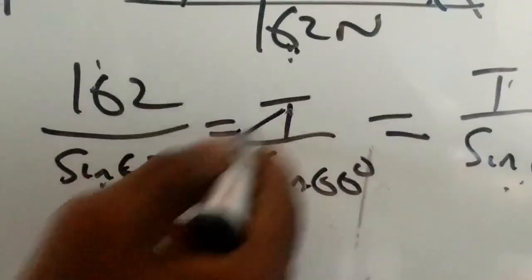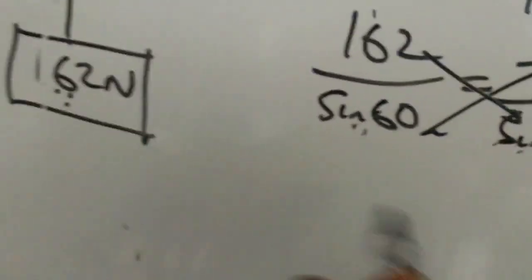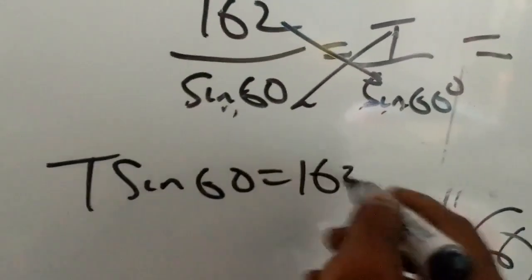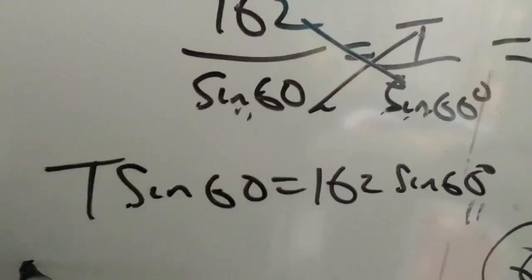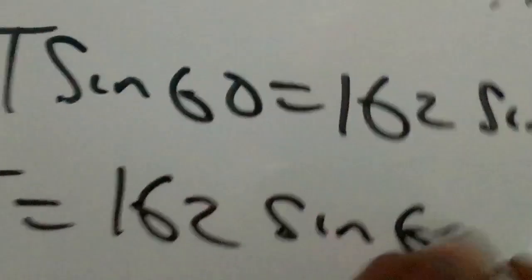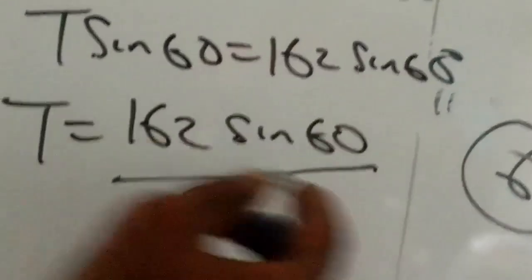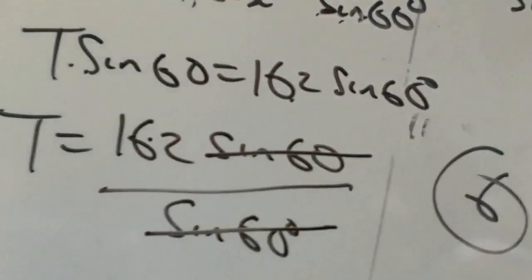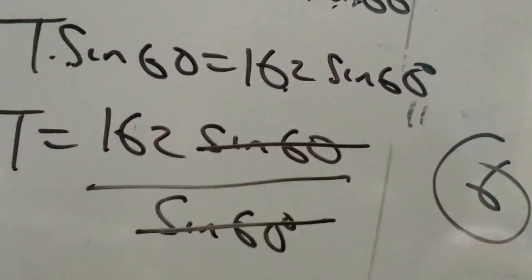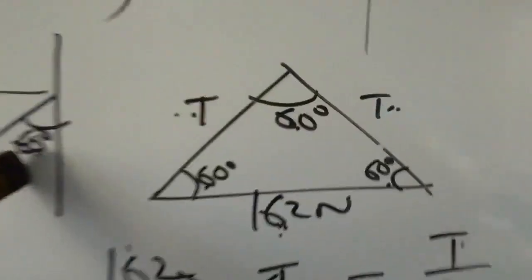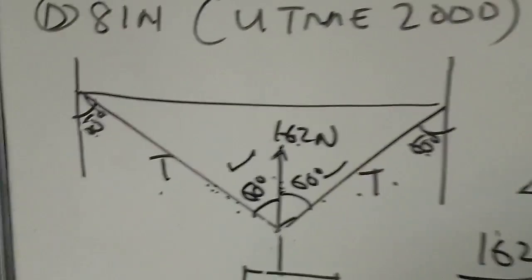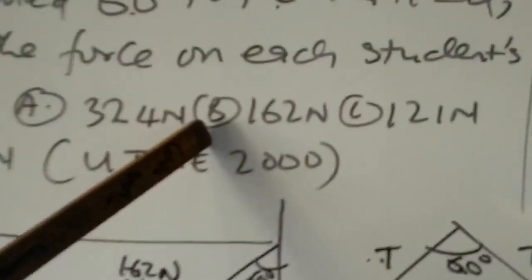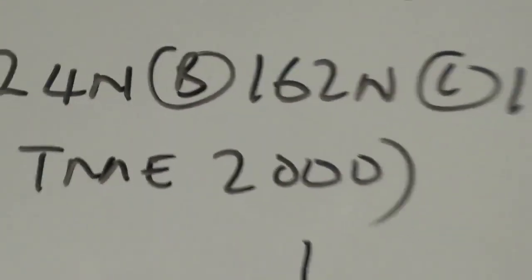So let's cross multiply. We can cancel out sine 60. So T sine 60 equals 162 sine 60. Making T the subject, T becomes 162 sine 60 all over sine 60. Sine 60 cancels sine 60. So the tension on each handle is 162 Newton. The tensions are equal because they're pulling the bag at the same angle to the particle. So our T is 162 Newton. The right answer is option B to that question from UTME 2000, 162 Newton.